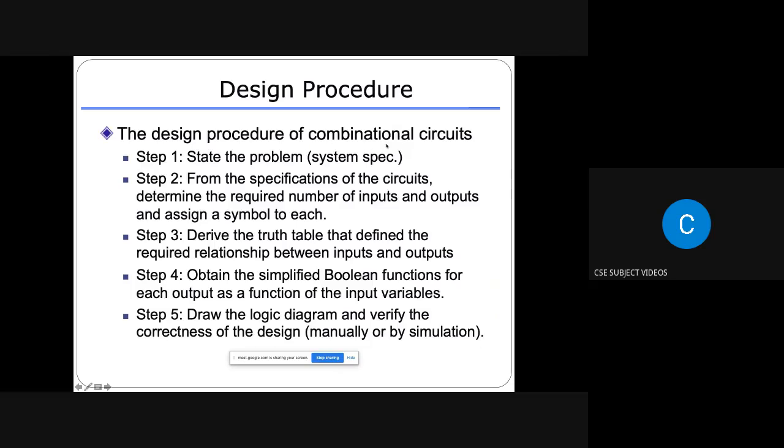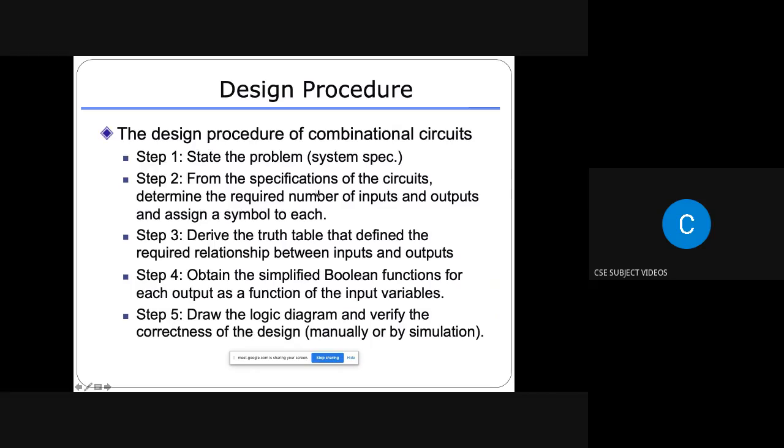Design procedure of combinational circuits. State the problem. From the specification of the circuit, determine the required number of inputs and outputs and assign a symbol to each. Derive the truth table that defines the required relationship between inputs and outputs. Obtain the simplified Boolean functions for each output as a function of the input variables. Draw the logic diagram and verify the correctness of the design.